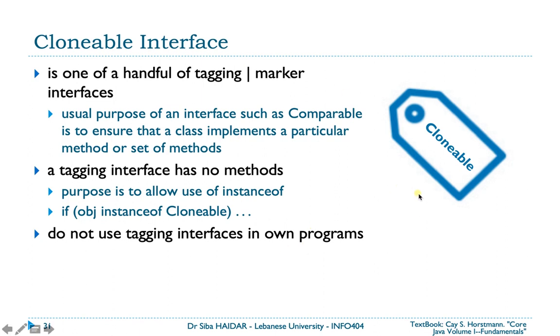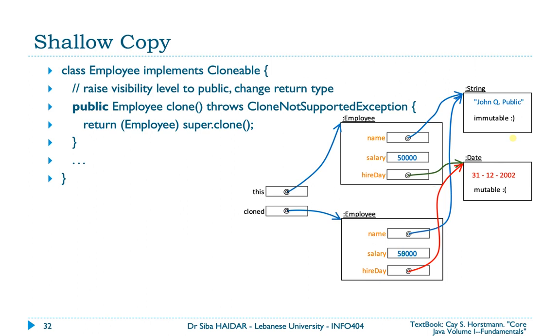But here I repeat again, the clone method is a method of the Object class. It is already here, that's why we used a tagging interface. So let's see option 2. If you choose option 2, this means you are fine with the shallow copy. So all you have to do is to implement Cloneable and to raise the visibility of the clone method.